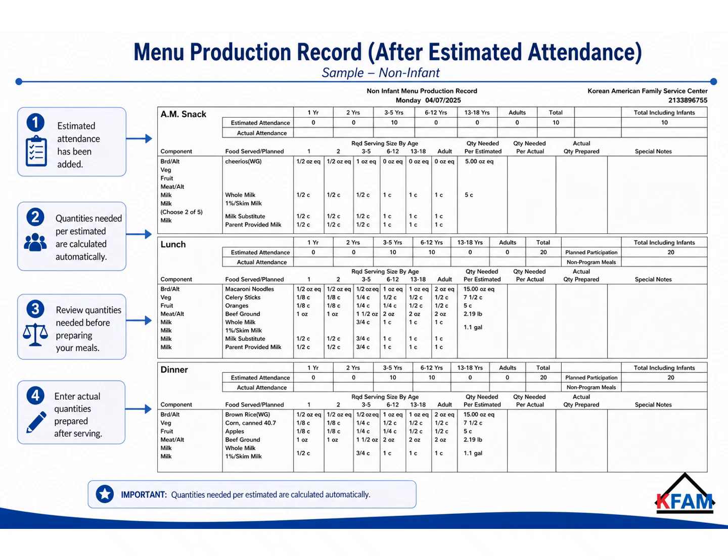Step 3. Review the calculated quantities before preparing meals. This helps ensure enough food is available for all participants while reducing waste. Step 4. After meal service, enter the actual quantities prepared into the menu production record. Recording actual quantities prepared helps maintain accurate documentation and supports CCFP compliance and reimbursement requirements. Remember, quantities needed per estimated attendance are calculated automatically by the system.